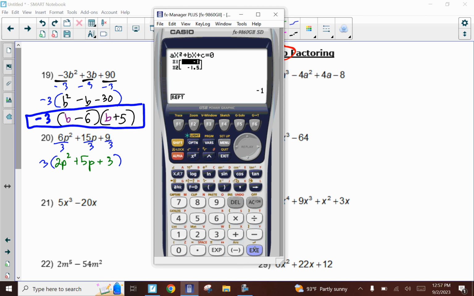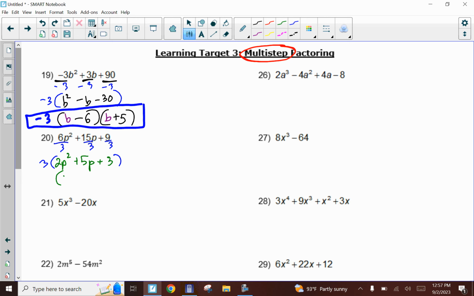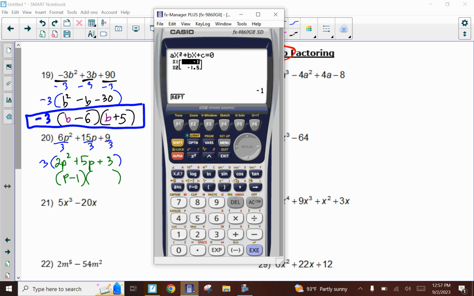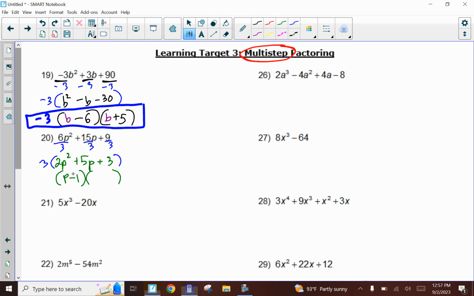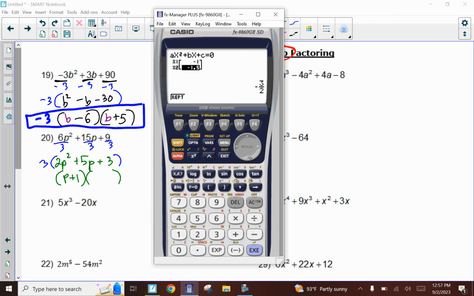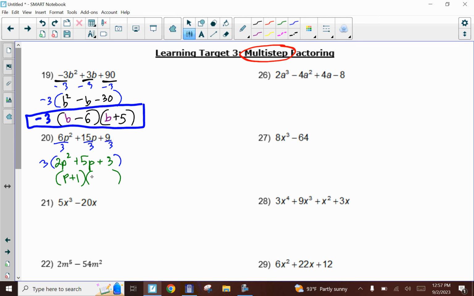So one of the answers is going to be -1. So p minus 1. Actually, don't forget, that's a -1. So when we go into the factor, it should actually be a +1. And then when we go to the second answer, it's going to say -3/2. So I'm going to put it as a +3/2.